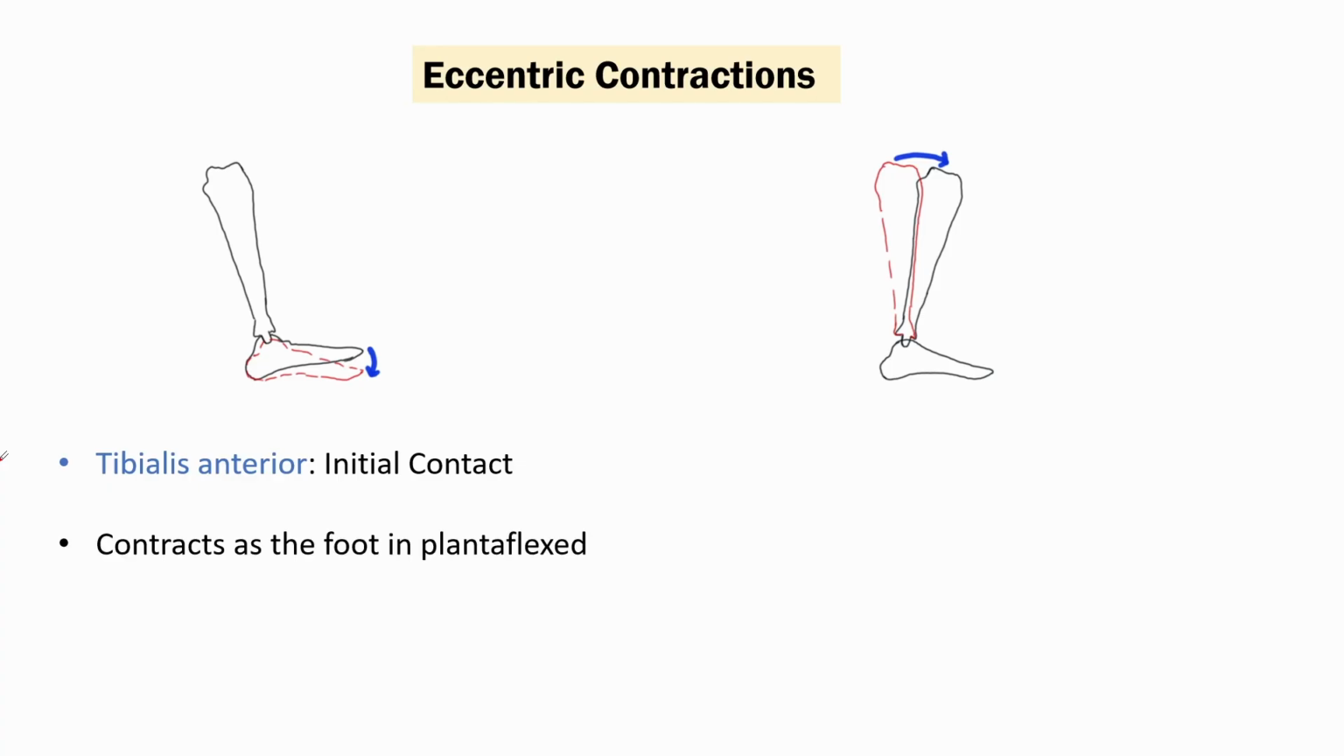Now let us have a look at some examples of eccentric contraction. The tibialis anterior contracts during the initial contact, and as the foot is plantar flexed during the first rocker, this smoothens this plantar flexion, leading to a gentle lowering of foot and prevents slapping of foot onto the ground.